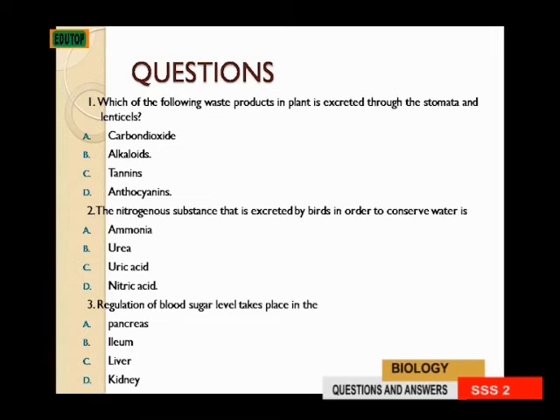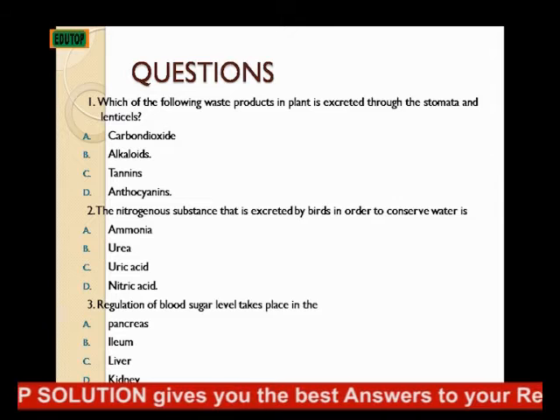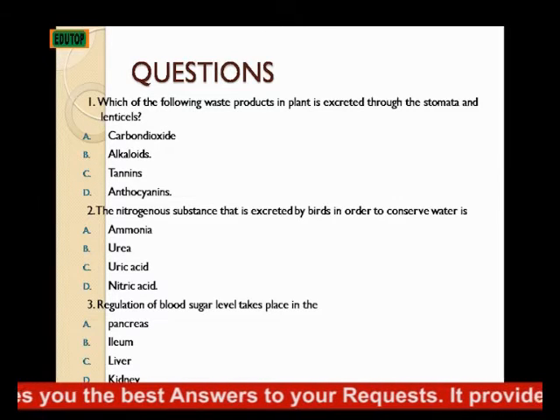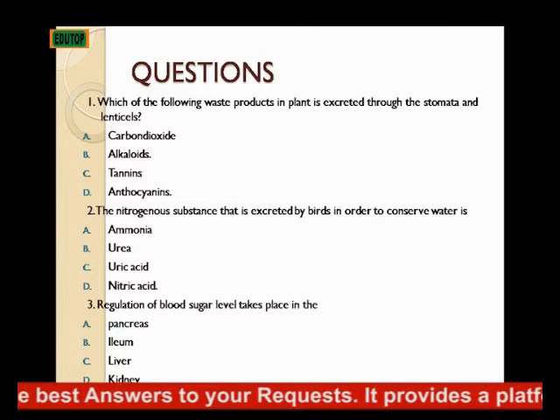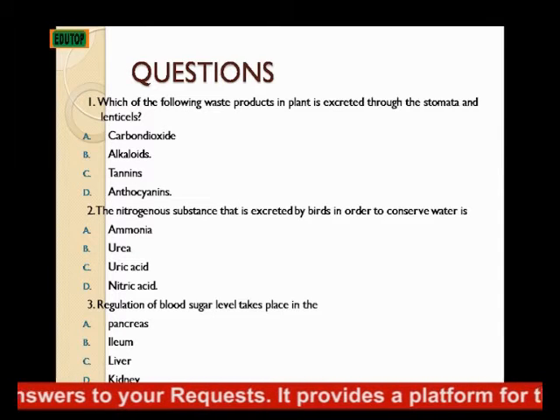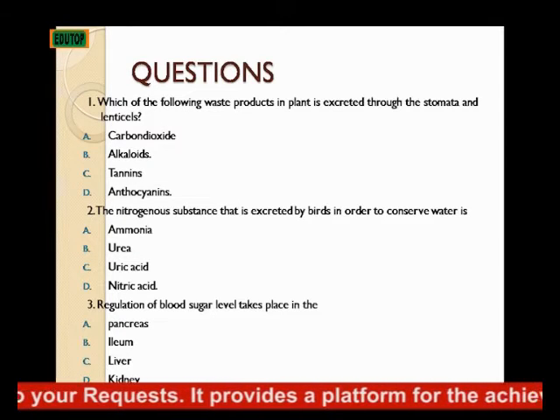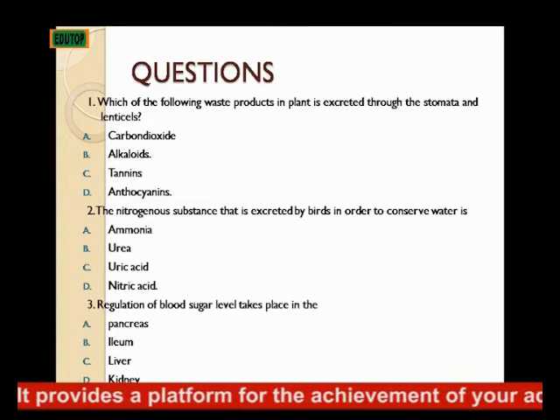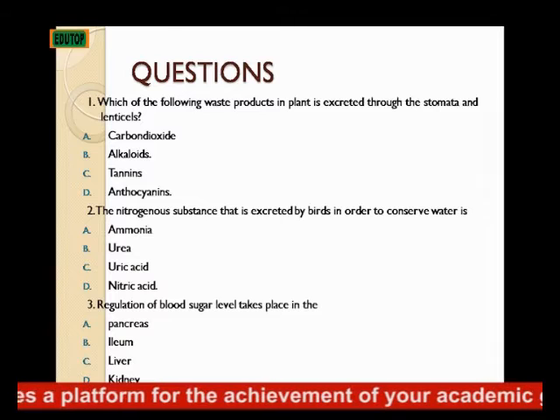From our class on the excretory system, these are questions for you to answer. The first: which of the following waste products in plants is excreted through the stomata and the lenticels? A. Carbohydrate. B. Alkaloid. C. Tannin. D. Anthocyanin. Number 2. The nitrogenous substance that is excreted by birds in order to conserve water is A. Ammonia. B. Urea. C. Uric acid. Then D. Nitric acid.